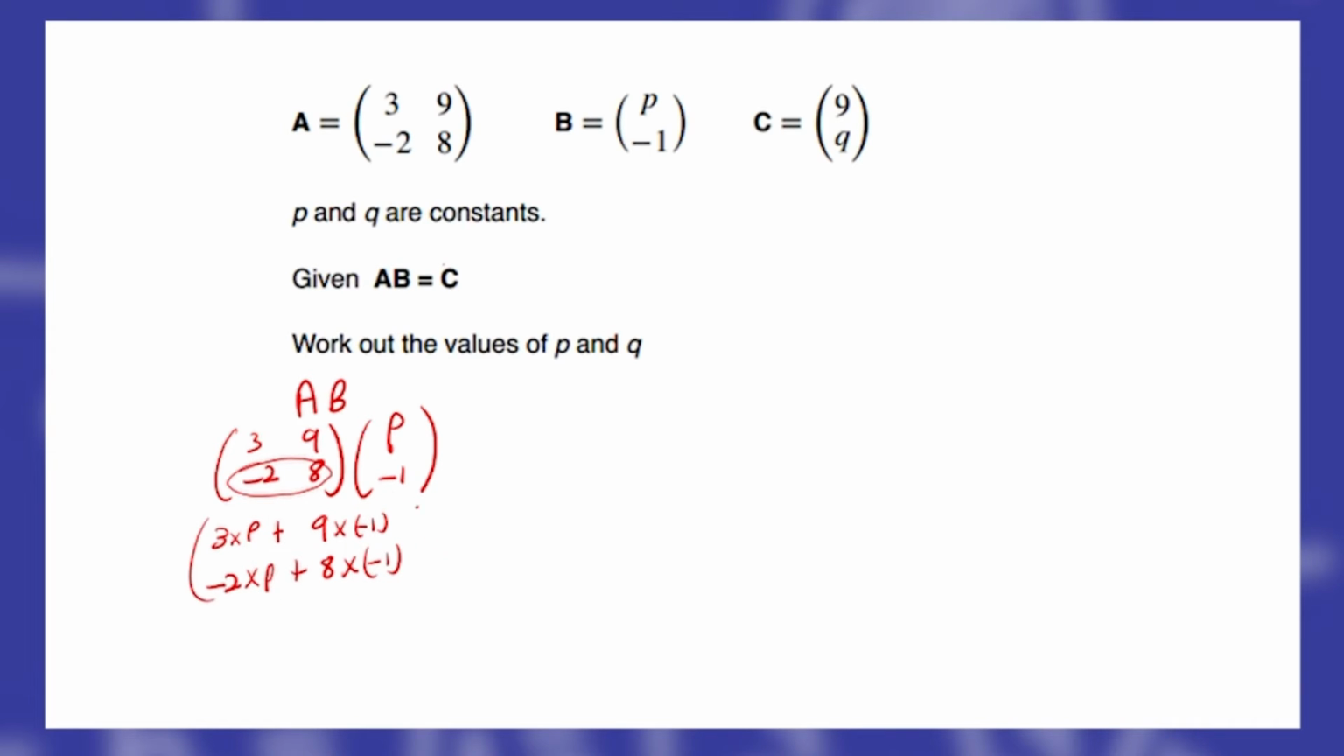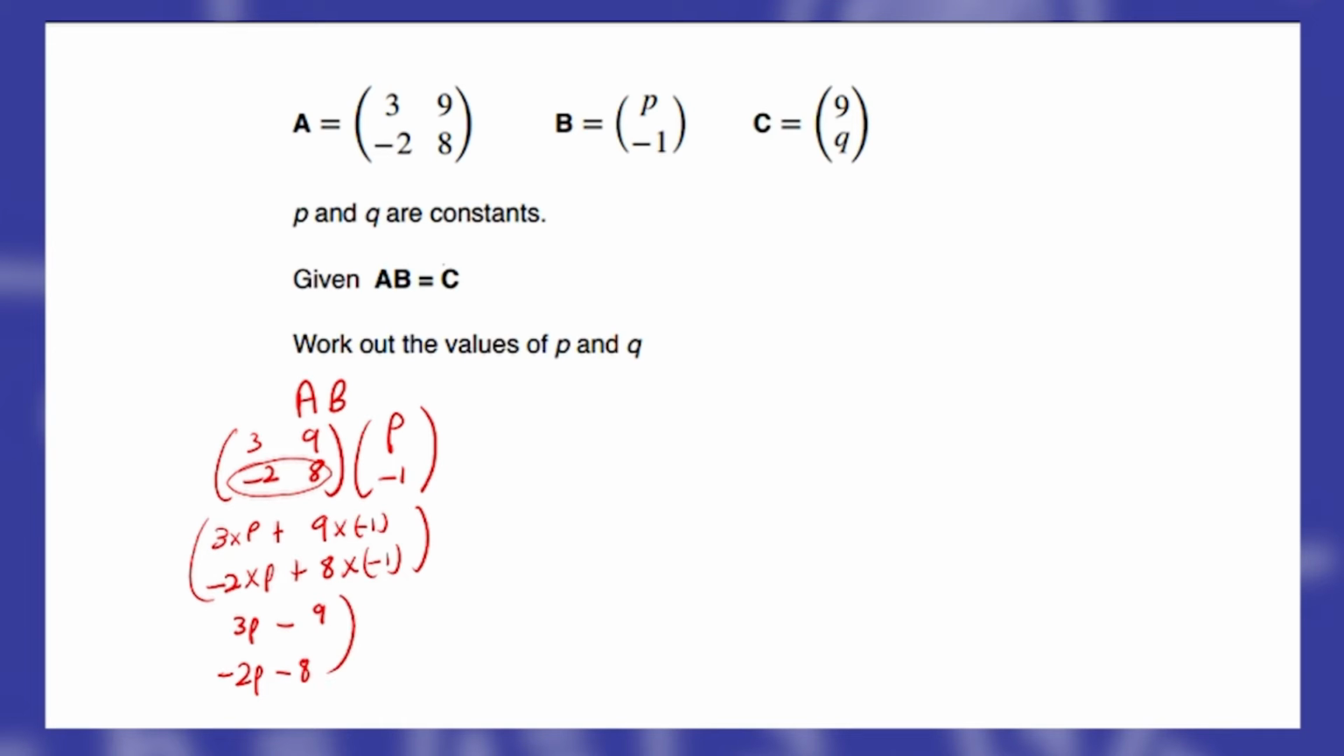When we work this out, we'll have 3 times p, which is 3p, plus 9 times negative 1, which gives you negative 9. So a negative and a positive will simply give us minus 9. And then negative 2 times p would give you negative 2p. And 8 times negative 1 would simply give us minus 8.